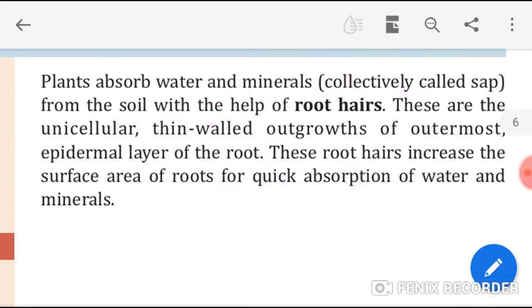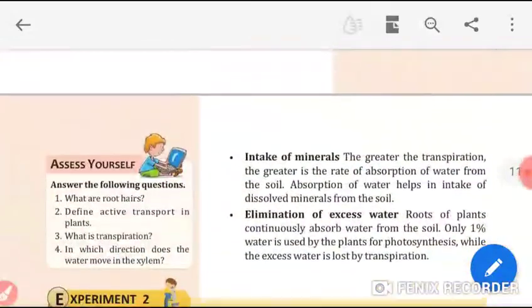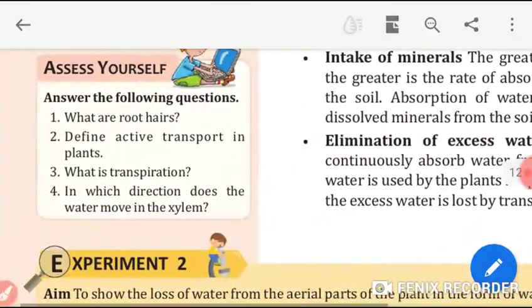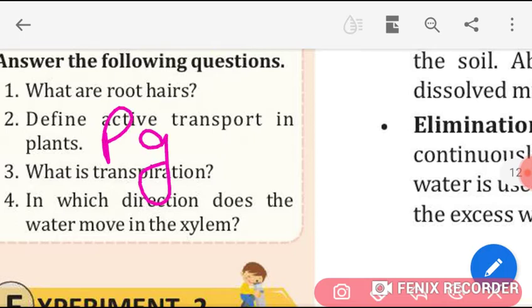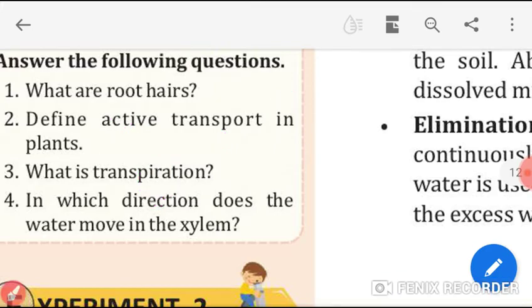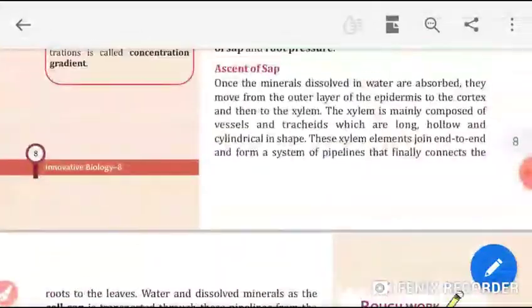Okay, students? Now again we will go on page number 12. Now, the question is, define active transport in plants. Students, this answer is on page number 8. So, we will go on page number 8.